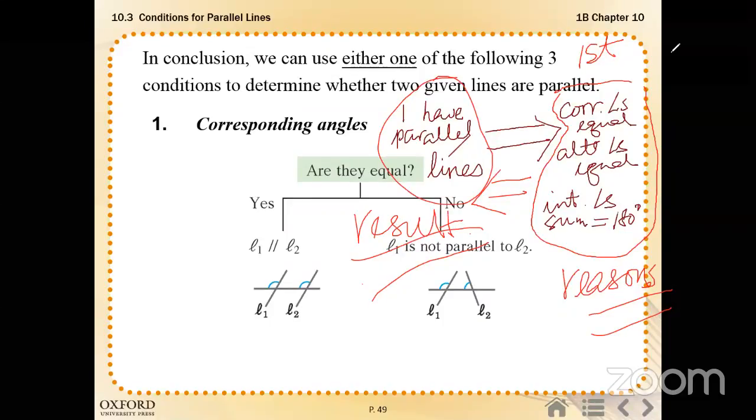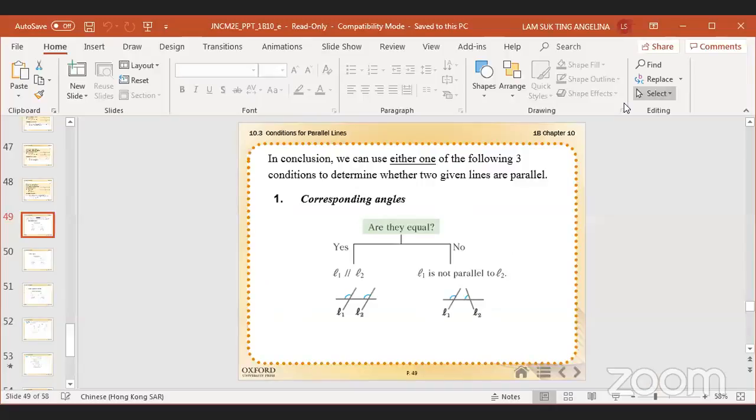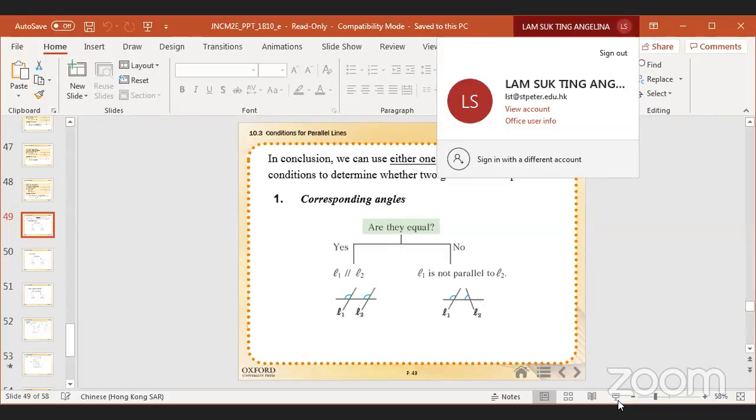I need to clear this part first. Let me do something. I forgot to start something. Where is my control? Here. Pause recording. Nothing happened. We can continue.